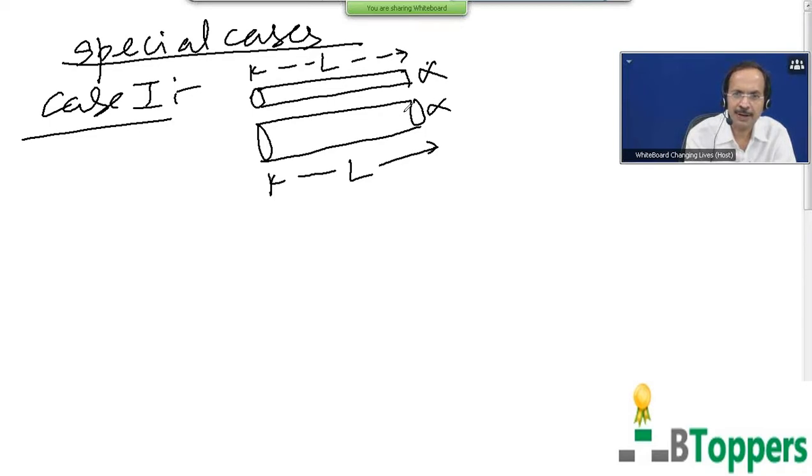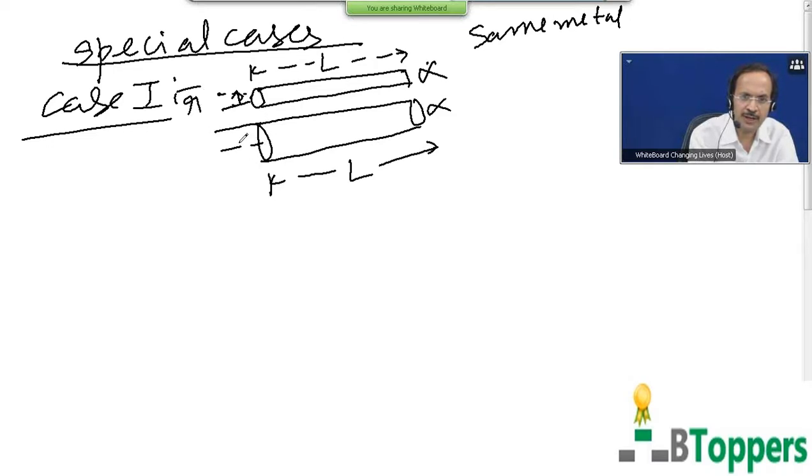If both the rods are made up of the same metal and they are at the same temperature, let small r denote the radius of cross section of the first rod, and small r dash denote the radius of cross section of the second rod. Now, as I discussed earlier, increase in the length of the rod equals alpha into original length into increase in the temperature.